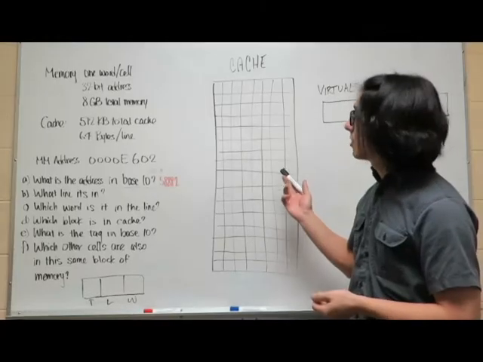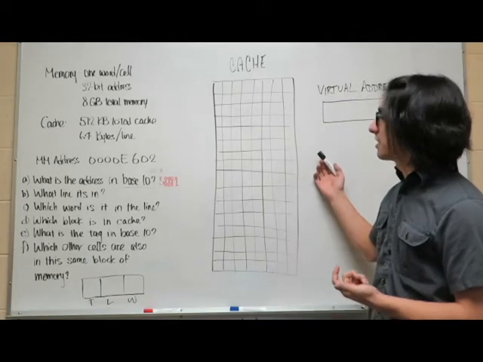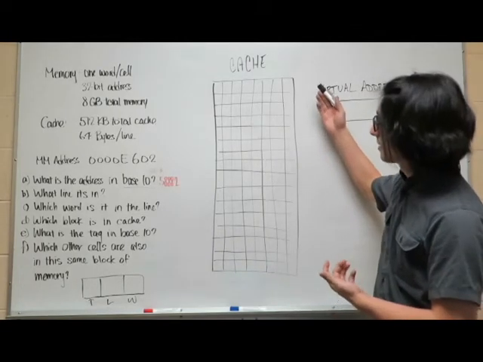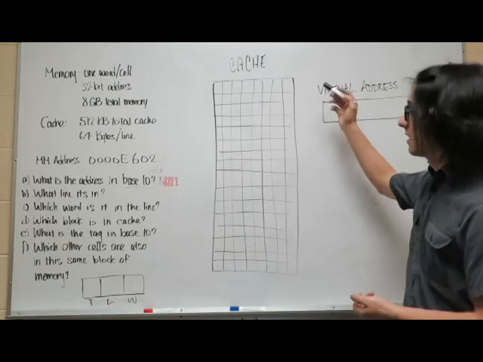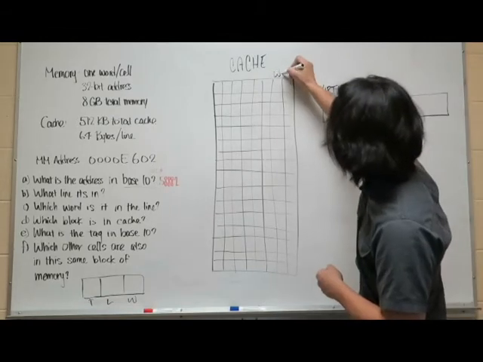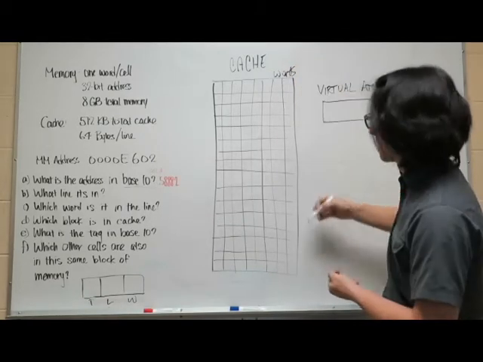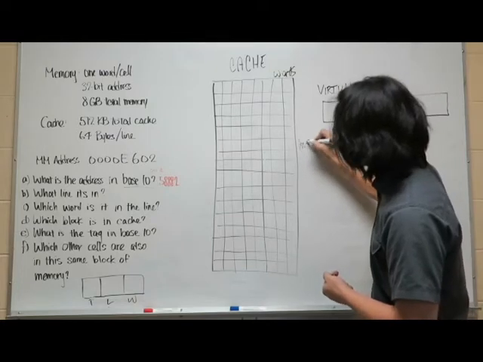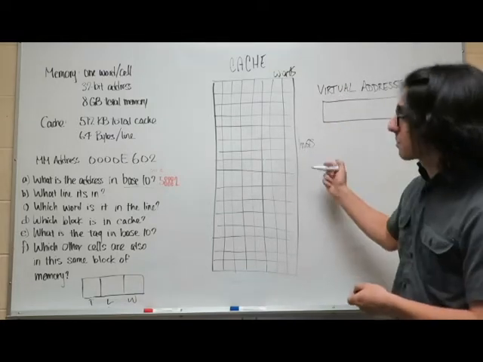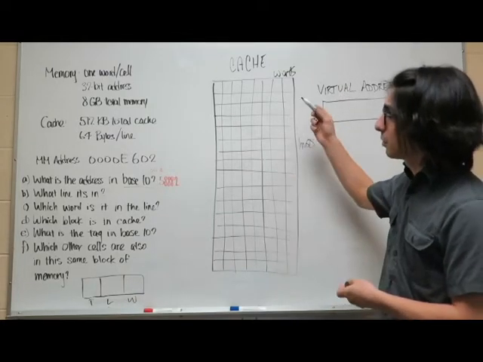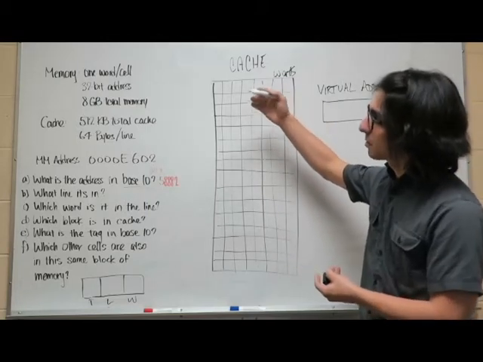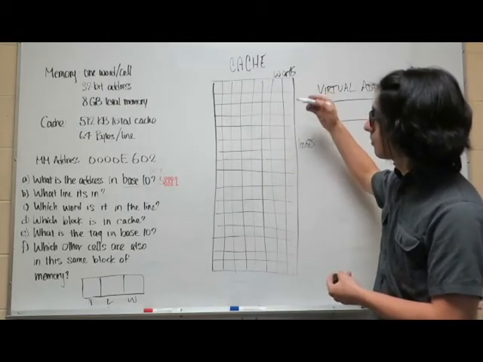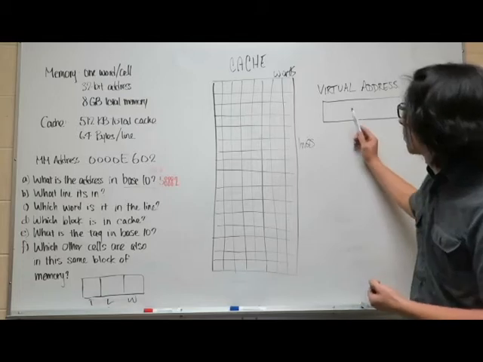To answer the next couple of questions, it's going to help to know exactly what cache is. Cache is smaller than memory, and it's divided into words, which go from left to right, and lines, which go up, down, top to bottom. Because it's smaller than memory, multiple blocks from memory can be mapped to the same lines.